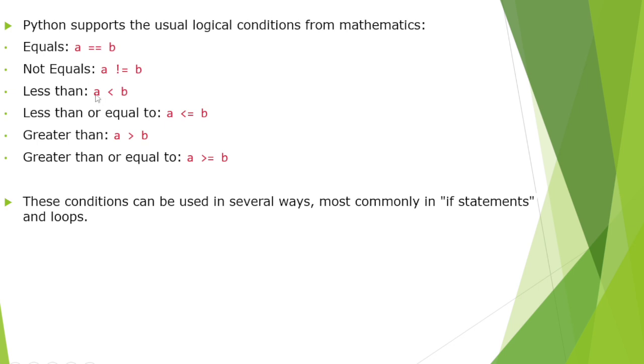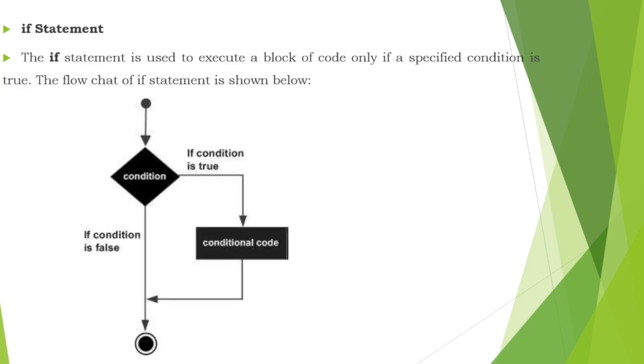Now this is a less than b. This is a less than or equal to b. So here it's talking about if a is less than or equal to b. It's having two conditions in one, so it can only be true when a is less than or equal to b. Then here we have the greater than and the greater than or equal to b. These conditions are used in several ways in the if statement.